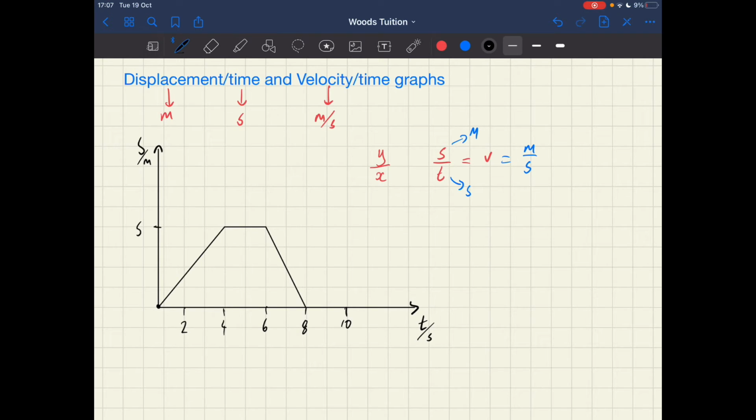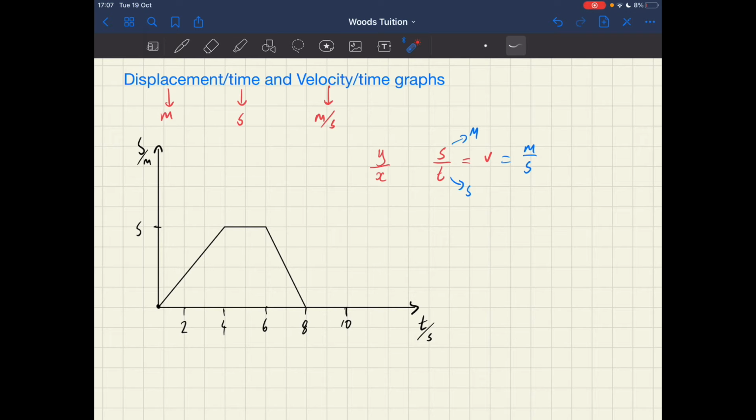We can say that for this starting point, on the x-axis he got to 4, and on the y-axis he got to 5. So rise over run would give us 5 over 4, or 1.25. In the next part of the graph, the gradient is 0 because he doesn't move, so there's no velocity there, and a line that is straight across horizontally has a gradient of 0.